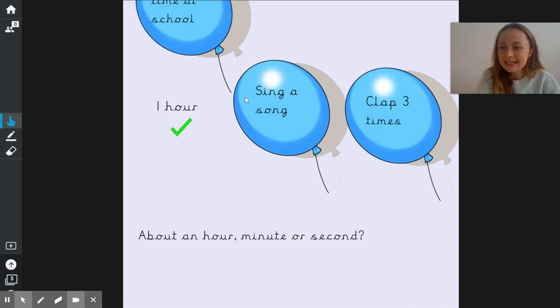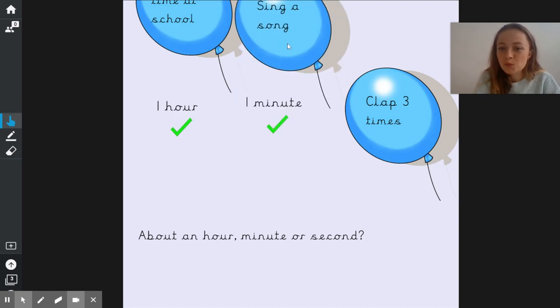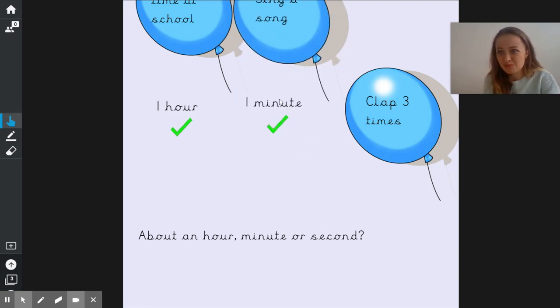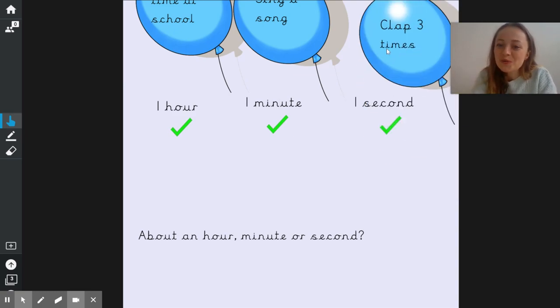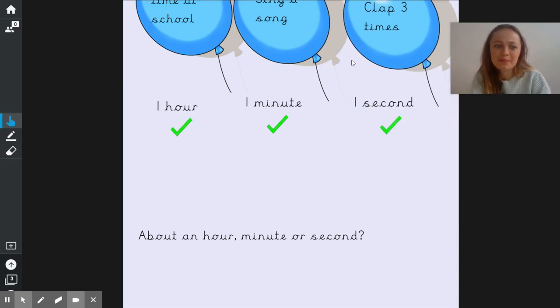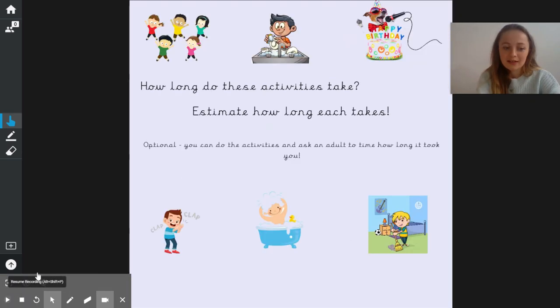So then we've got singing a song and clapping 3 times. One of those would be about a minute, and one of those we would measure in seconds. Which do you think is our longest one? Which one is about a minute? I'd say singing a song is about 1 minute, and clapping 3 times, we just clap really, really fast, which would have to be about 1 second. But I think that person's clapping very, very fast to do that.